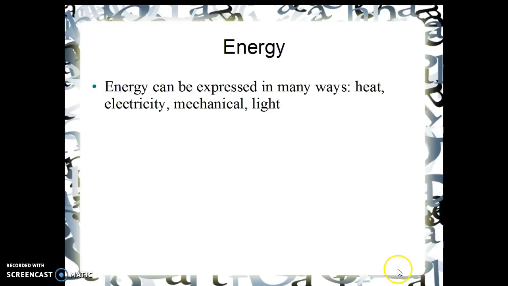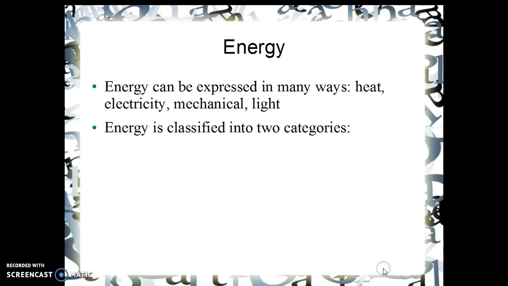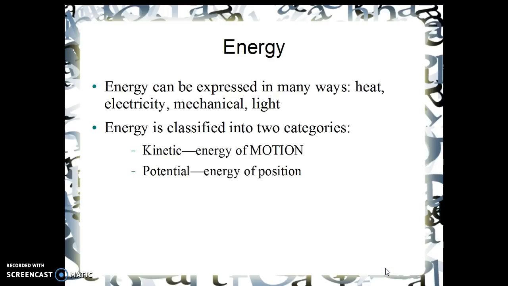Now let's interpret. First, we have to remind ourselves of what energy is. And energy is expressed in many ways. There's heat, electricity, there's mechanical energy that, for instance, turns the turbines in a dam-generated water turbine. And of course, there's light energy as well. Energy is classified into two categories. Kinetic energy is energy of motion. That's the energy that you're showing when, say, you're running a race. And potential energy is energy of position. This is going to require a little more explanation.